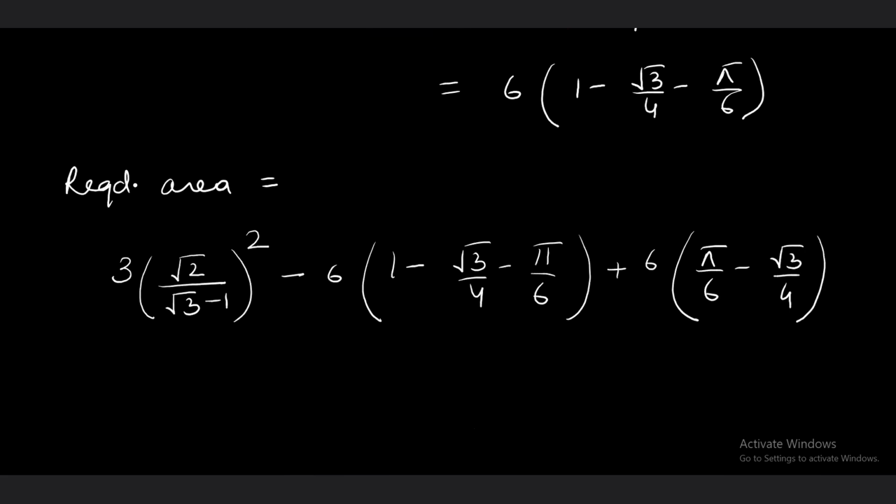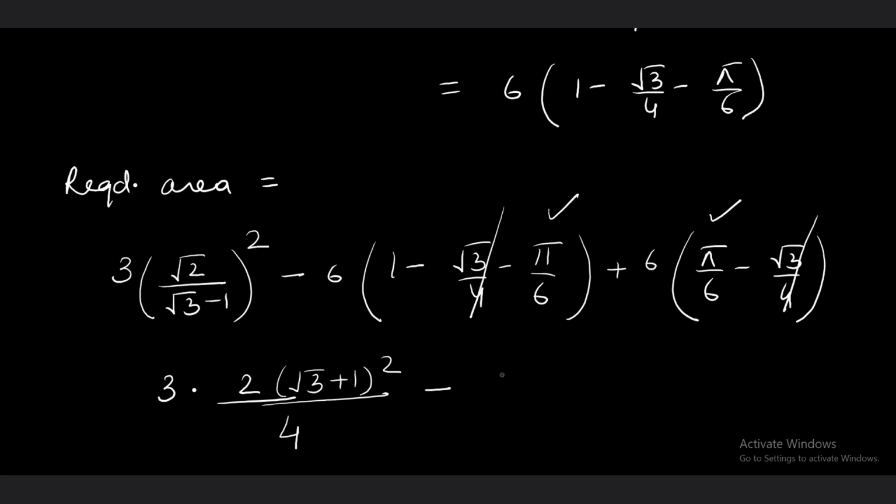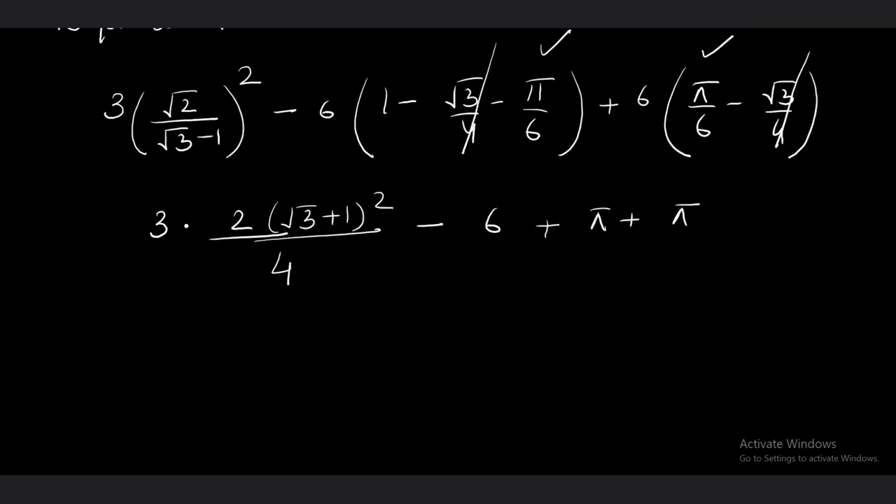So now we just need to write it in a proper way to get the answer in the final form. Can I say that 6 times pi by 6 will be added? These two terms will get added, while 6 into root 3 by 4 minus 6 into root 3 by 4, they will get cancelled. What we are getting here is 3 times 2 divided by root 3 minus 1 whole square. I'm just going to rationalize it. In the numerator I'll write root 3 plus 1 whole square. Denominator, root 3 minus 1 into root 3 plus 1. So basically 2 whole square. So I can write it as 4. Coming to the next term, we have minus 6 over here. Then we have plus pi and again one more pi. Correct?